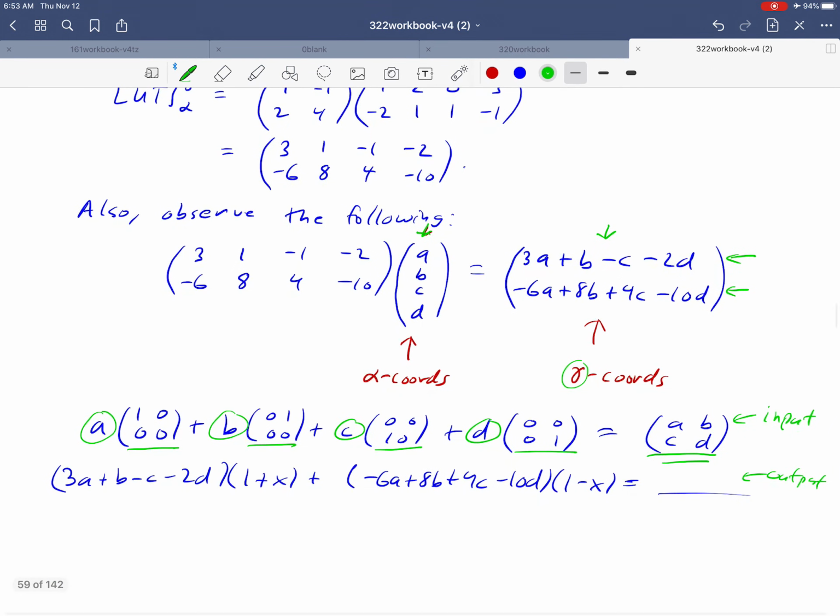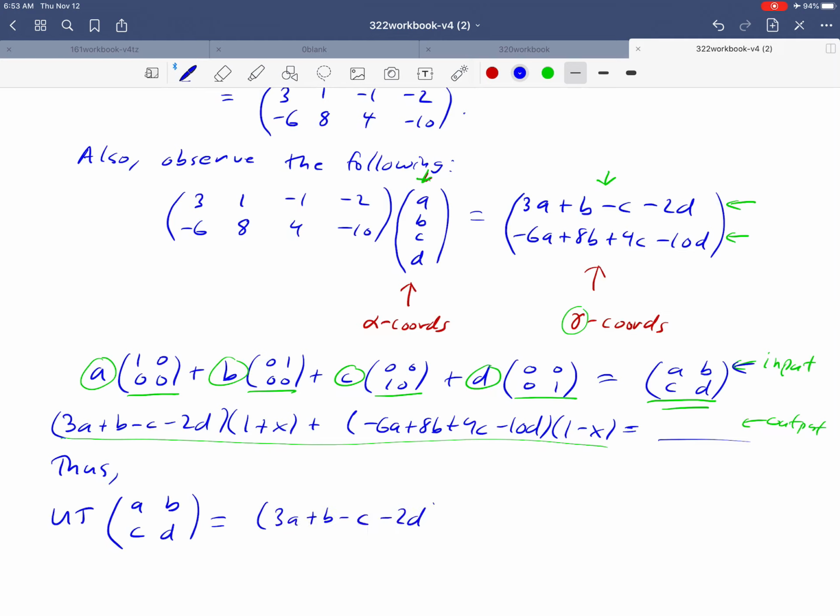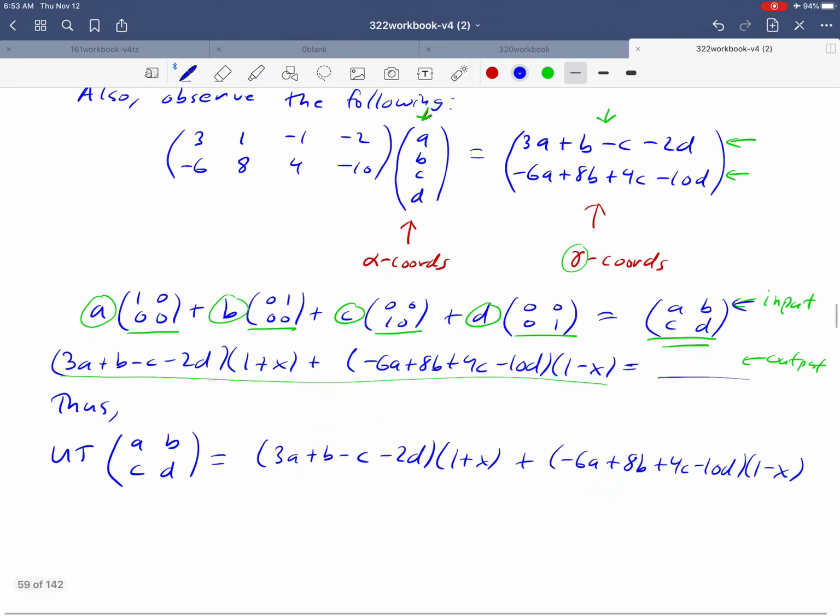So we have everything that we need now to write down a formula for UT. UT is going to take our input, which we calculated up here to be the matrix a, b, c, d, and our output is just going to be exactly what we wrote here. So I'm just going to recopy that. 3a plus b minus c minus 2d times 1 plus x plus negative 6a plus 8b plus 4c minus 10d times 1 minus x.